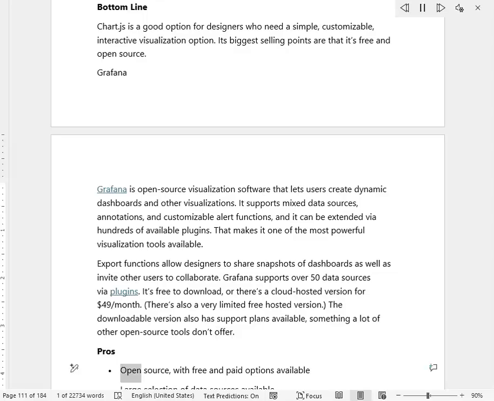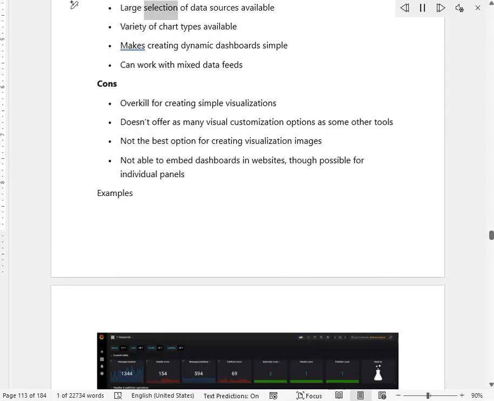Pros: open source with free and paid options available. Large selection of data sources available. Variety of chart types available. Makes creating dynamic dashboards simple. Can work with mixed data feeds.